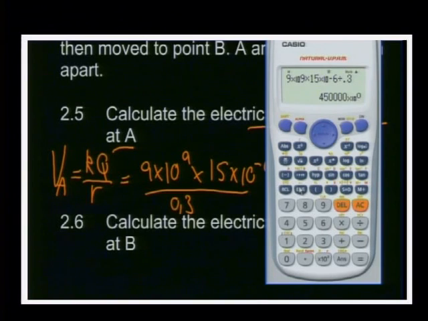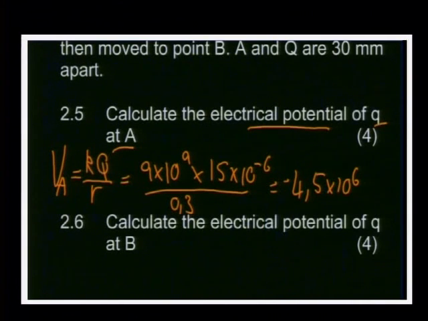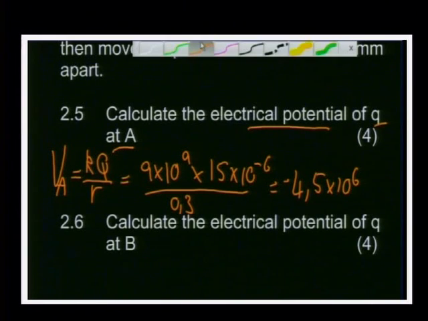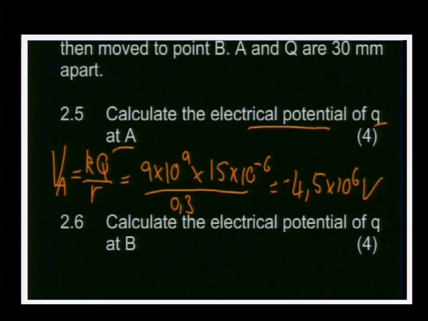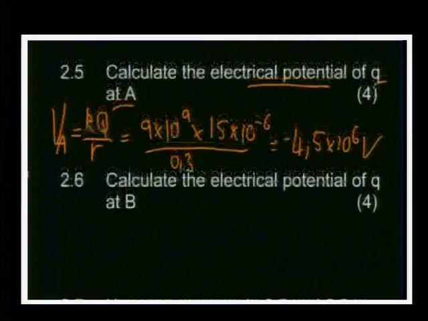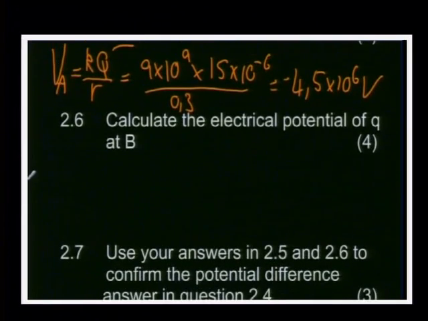That's in the engineering notation, and we can put it into the other formats using a calculator. So we've got it right. Remember, this is a unit of volts. This is the unit of volts here. So it's the potential of Q at A.